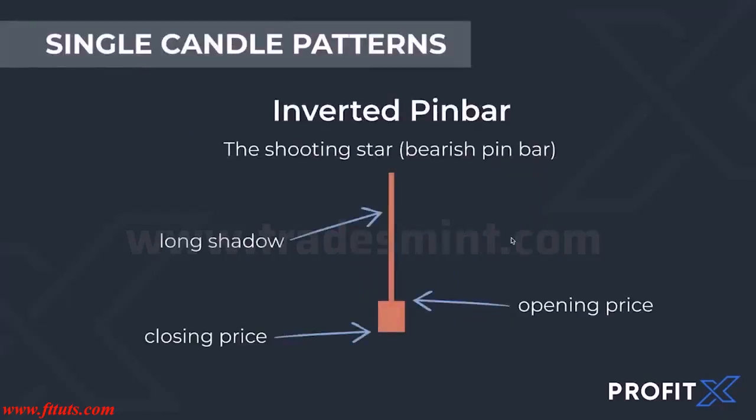This is called the inverted pin bar or the shooting star. I just call it the bearish pin bar. Long shadow on the upside, small body. This means that price was pushing up, could be a bank trap to the upside, and then price came back down and closed here, okay?